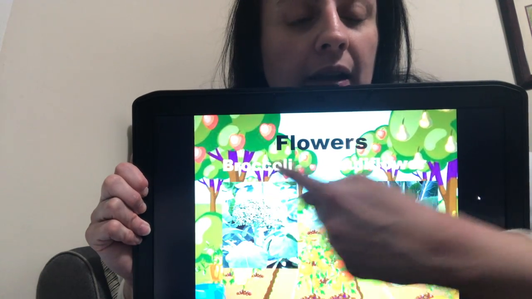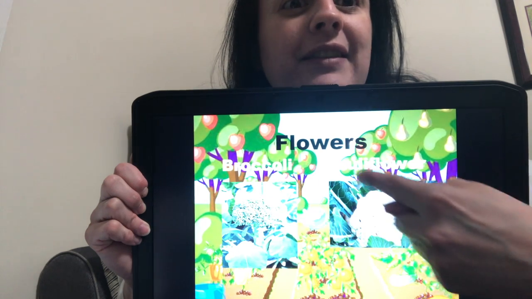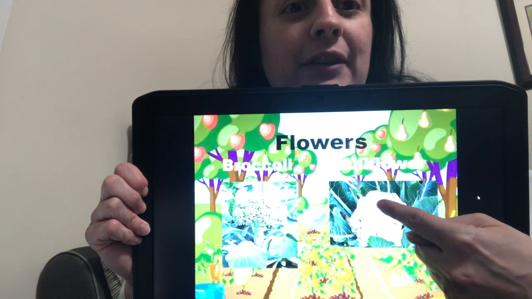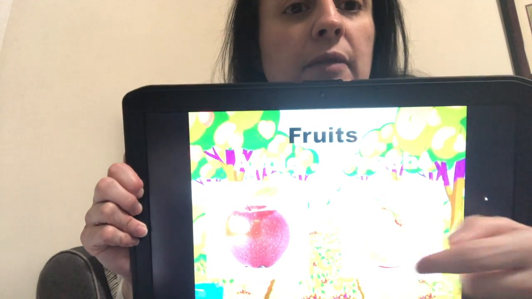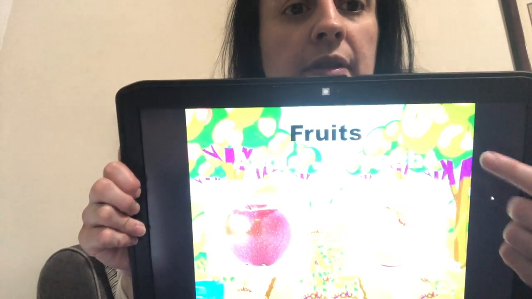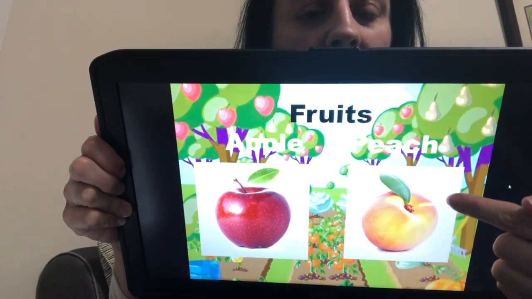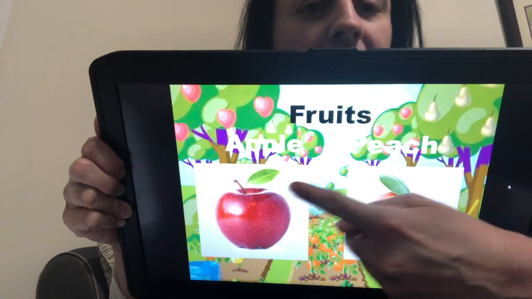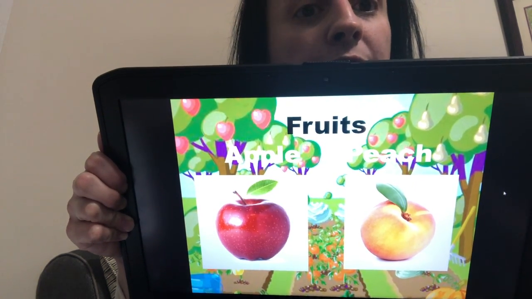Then we have broccoli and cauliflower. Can you say broccoli? Good. Can you say cauliflower? Good. That's the flowers of a plant. And then we have apple, and peach. Can you say apple? Can you say peach? Good. And that is the fruits of a plant. So those are a few parts of the plants that we eat.